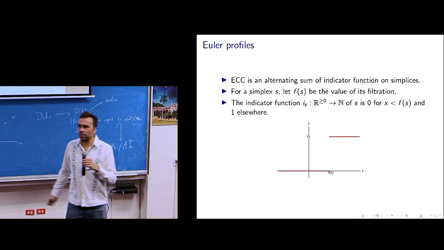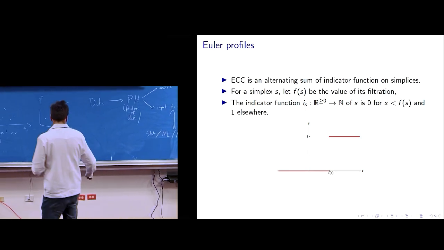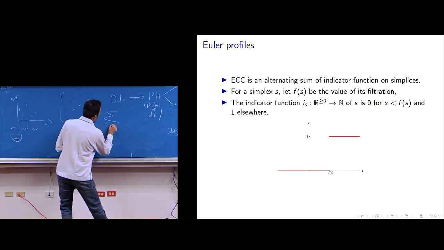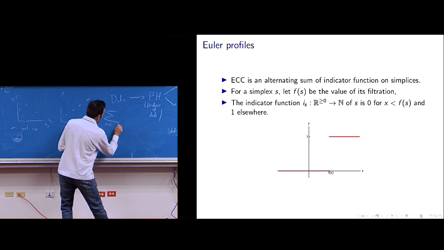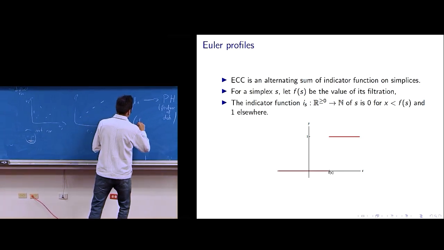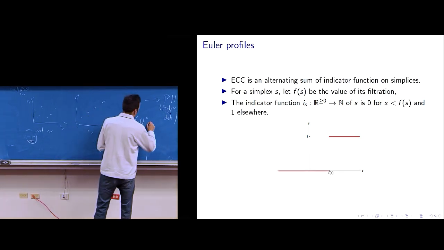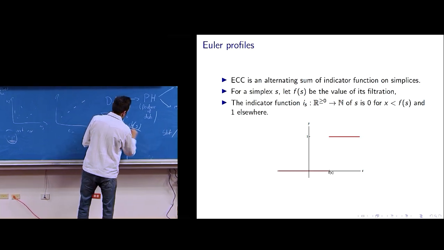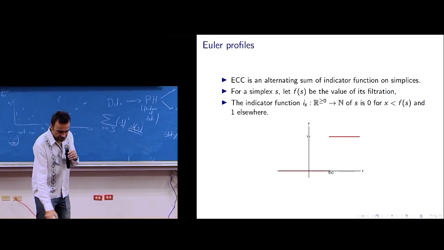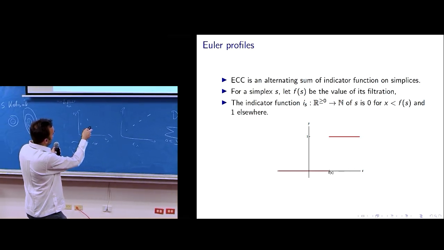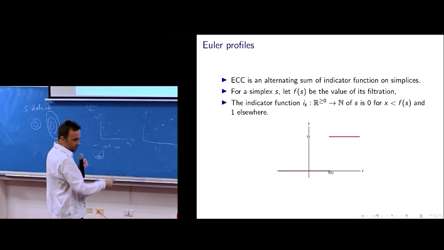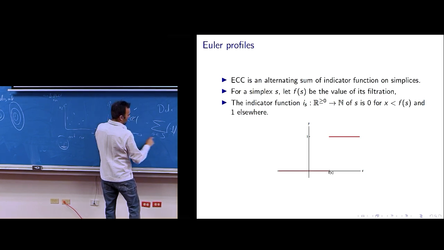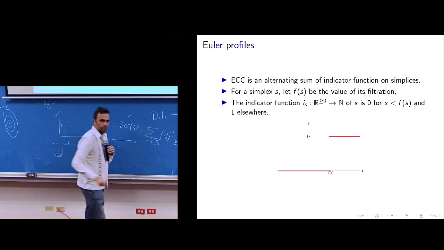I may actually shut up and write it down. Once we take the sum over all simplices s in our simplicial complex S, of -1 to the power of the dimension of s, times this characteristic function of a simplex, which is 0 below its filtration value and then becomes 1, then this is precisely the Euler characteristic curve of my simplicial complex S, right?